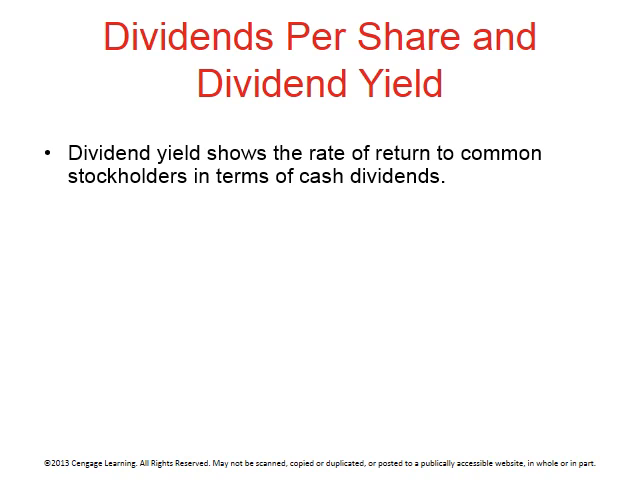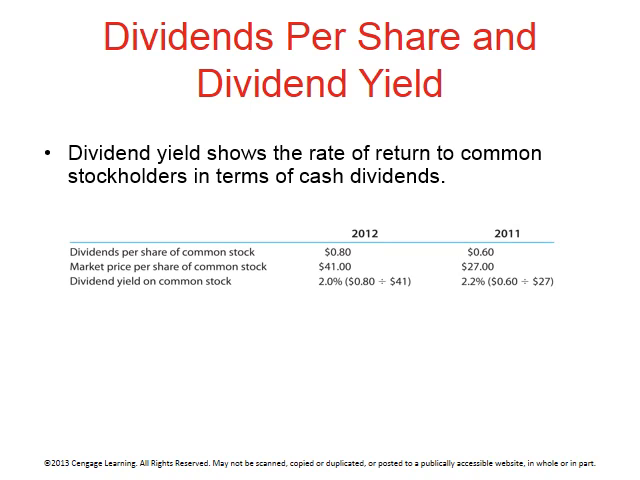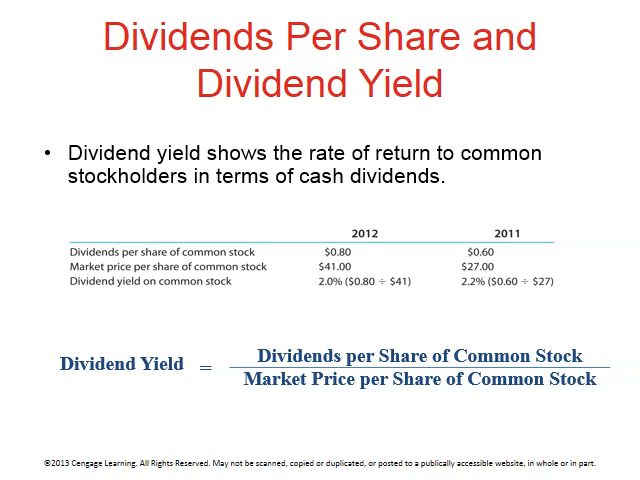So dividend yield, this is the rate of return to common shareholders in terms of cash dividends. To calculate our dividend yield, we're going to take our dividends per share of common stock, which we calculated on the previous slide, divided by the market price per share of common stock. So dividends per share, 80 cents. Market price in the Wall Street Journal, 41 bucks. So our dividend yield on common stock is 2%. So per share, this stock pays 2% of dividends per share based on market price.